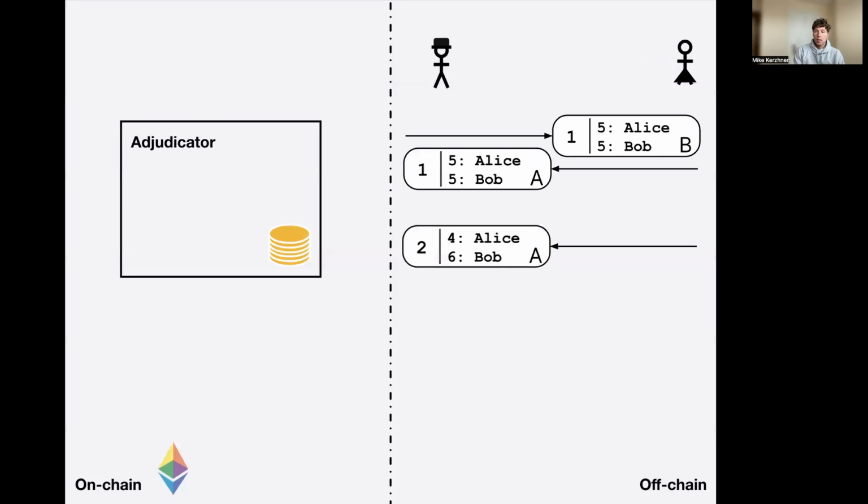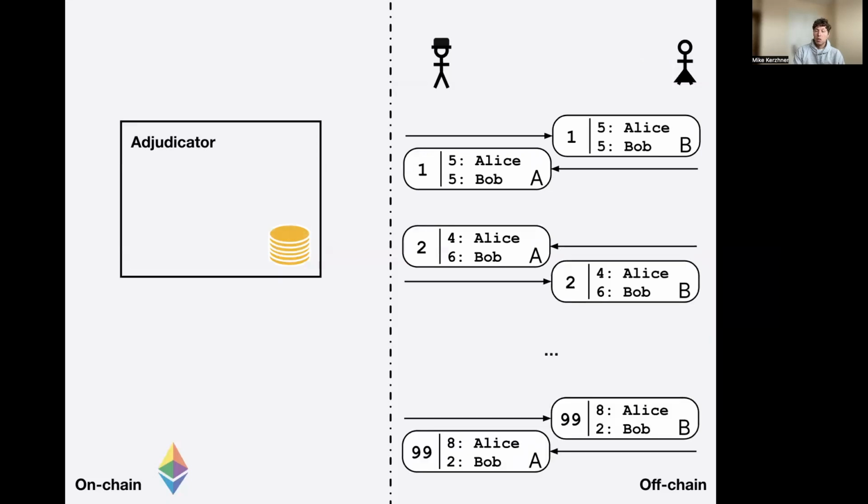And then they can continue to exchange as many states as they want to update that payment channel. Maybe Bob is providing some sort of service and Alice is paying for that service, or maybe vice versa. When Bob and Alice are done, they publish the state to the adjudicator, and they can split funds based on that state.